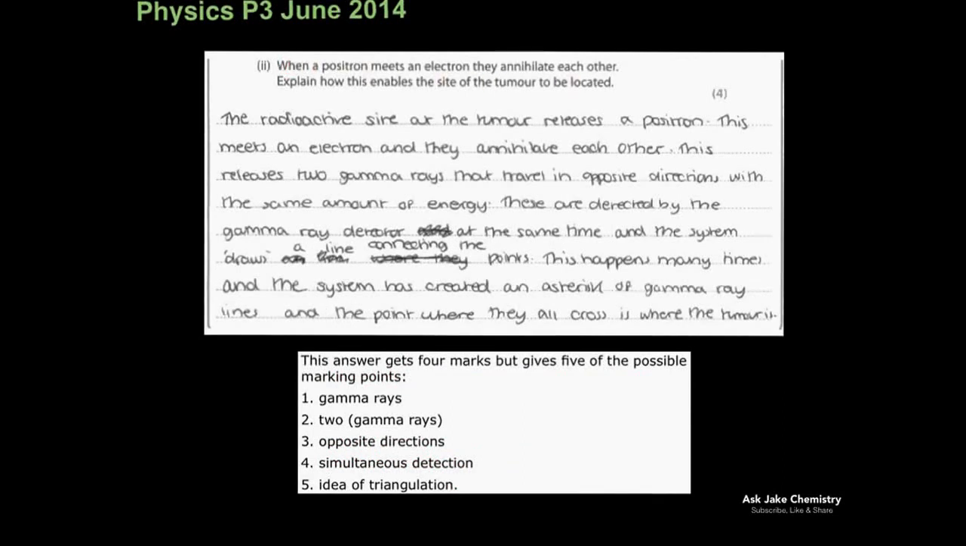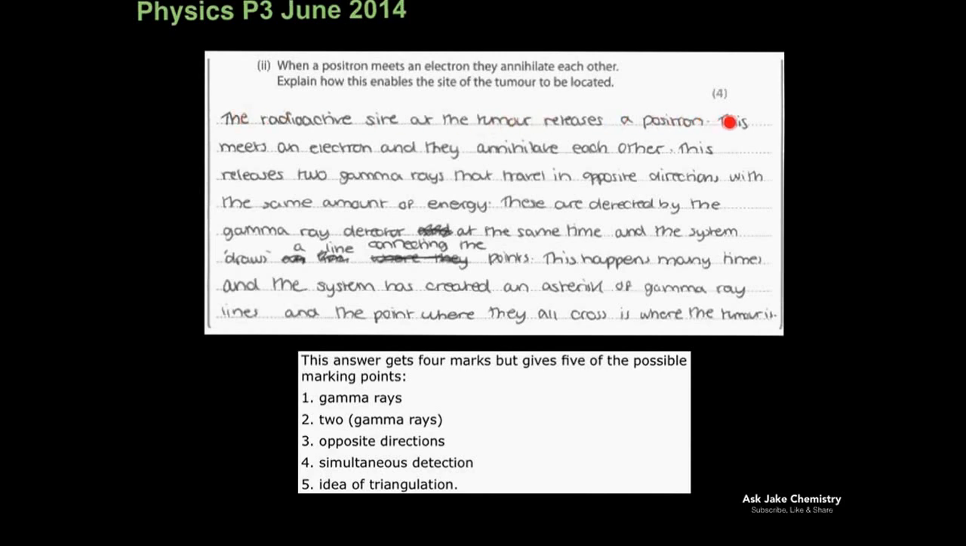Explain when a positron meets an electron, they annihilate with each other. Explain how this enables the site of the tumor to be located. It's 4 marks, 4 points. This answer is actually taken from the examiner's report, and you have to say 4 things to get 4 marks. Say about gamma rays, talk about the 2 gamma rays being emitted in opposite directions. It's the idea of triangulation, of getting 3 points to locate the exact pinpoint. This is what they've said, and this got full marks. Aim for something like this.